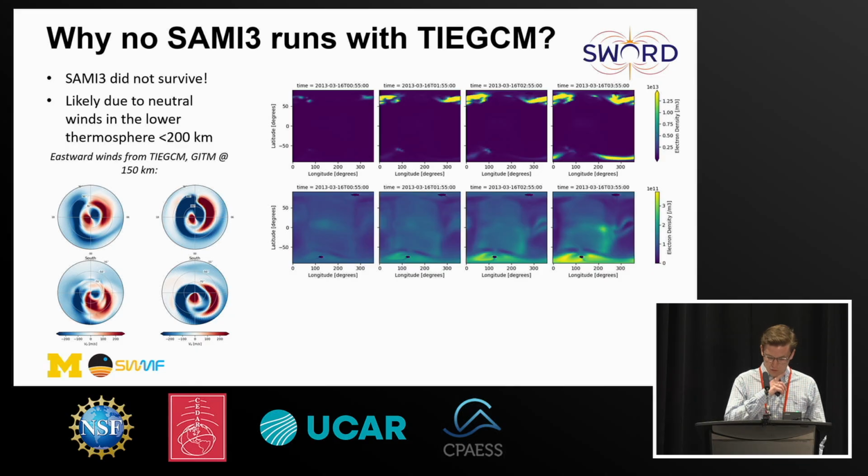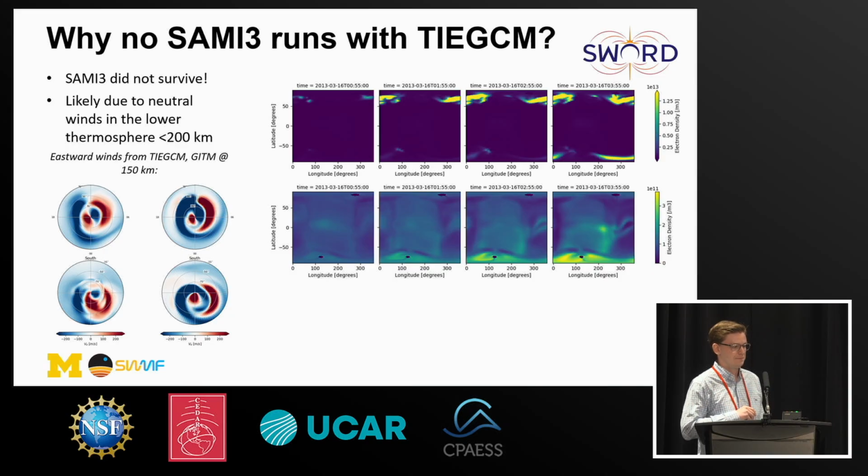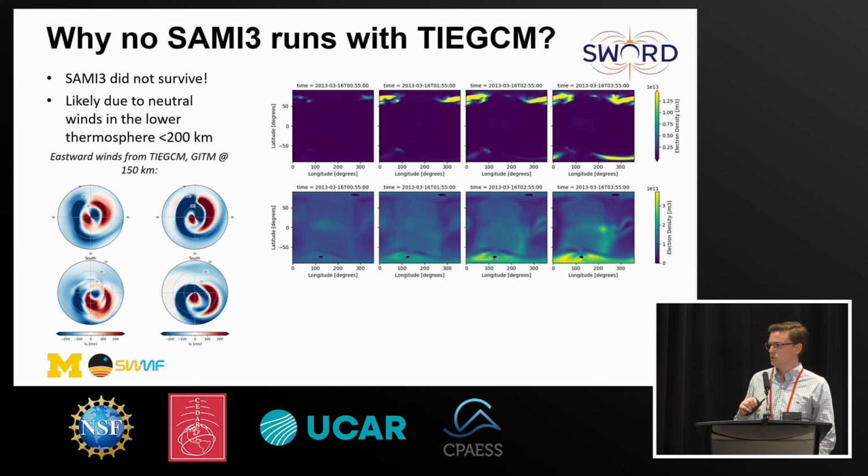Here on the left, we have the neutral winds from GITM and TiGCM at about 150 kilometers. We can see that the profiles are somewhat similar, but quite different. On the right, you can see that the TiGCM electron density is 2 orders of magnitude higher than in GITM, and it's only in the auroral zone. So it's definitely not a numerical issue. Something we'll figure out. It won't take too long.